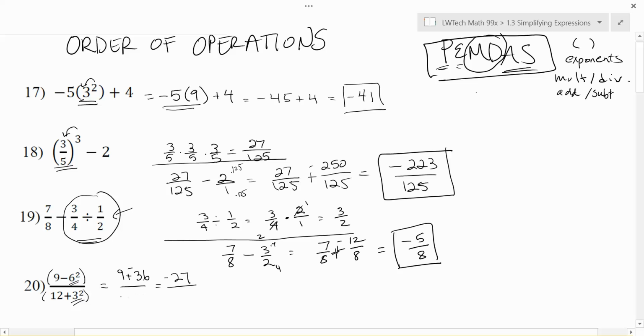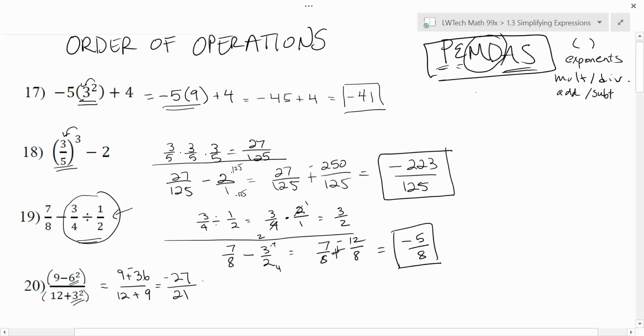We'll do the exponents first. That 3 squared is 9. So I have 12 plus 9. Keep the order the same, just replace whatever little piece you did. And then I can do 12 plus 9, which is 21. In this case, I'm almost finished, but not quite. I have -27 over 21.